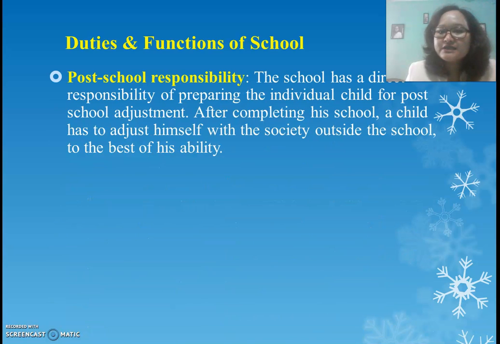Post-school responsibility. The school has a direct responsibility of preparing the individual child for post-school adjustment. After completing his school, a child has to adjust himself with the society outside the school to the best of his ability.